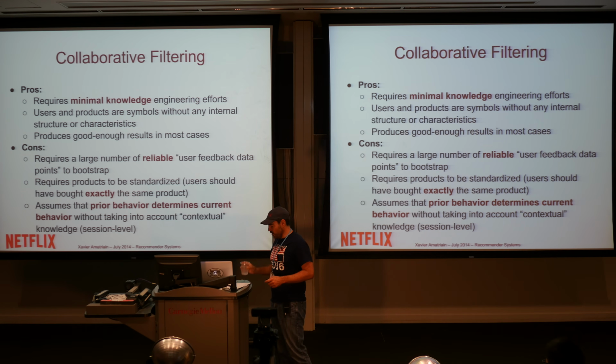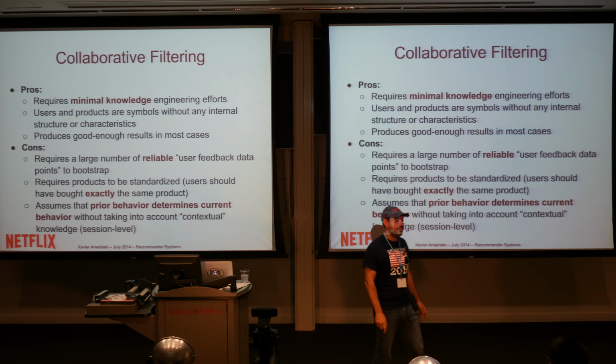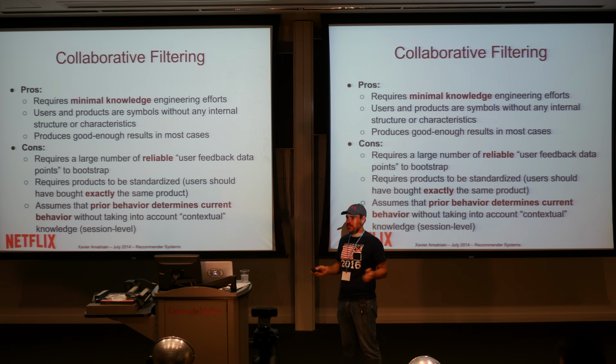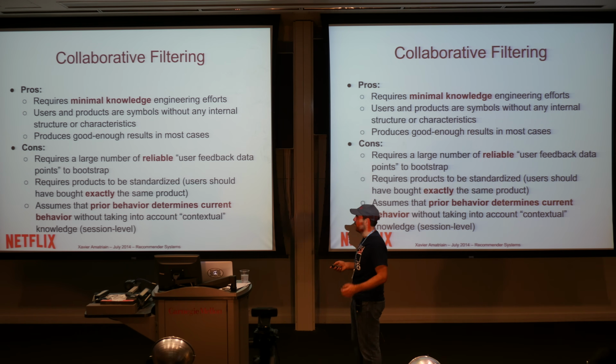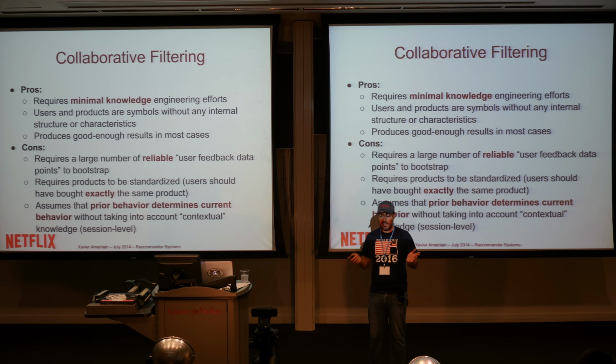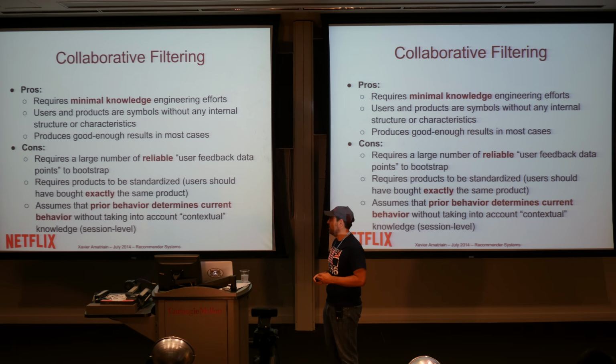So what's the pro of collaborative filtering? It requires minimal knowledge, in particular minimal domain knowledge. Right? We don't need to know anything about the items. We can apply exactly the same method independently of what we're recommending. We don't have to have any internal or structural definition for the items or any even information about the items. And in most cases, it produces good enough recommendations. As I said, this would be my preferred method if I didn't know anything else about your problem. Even if I knew about your problem, I would probably end up saying collaborative filtering is a good approach.